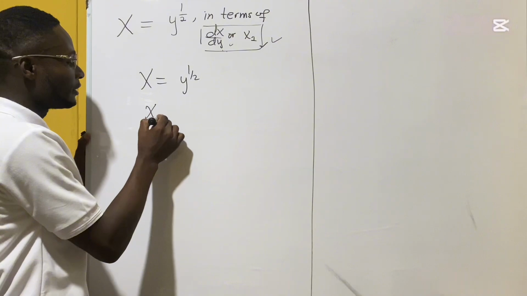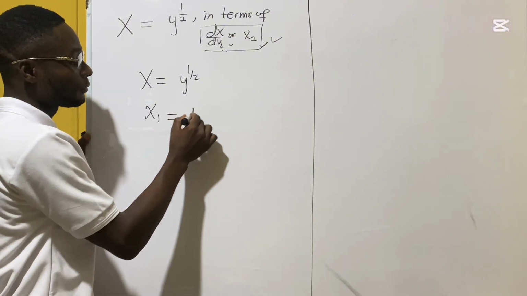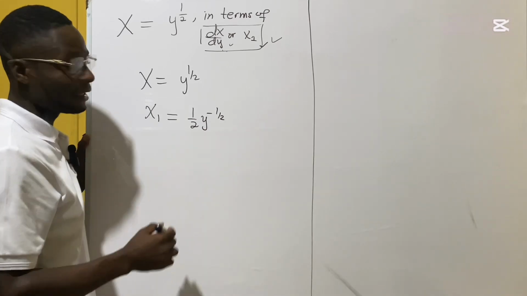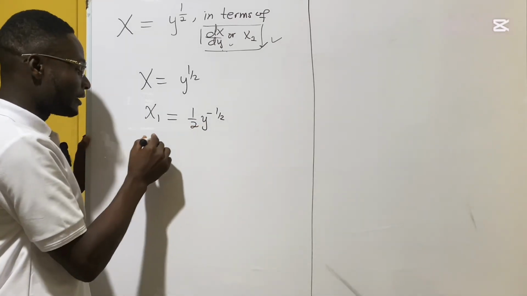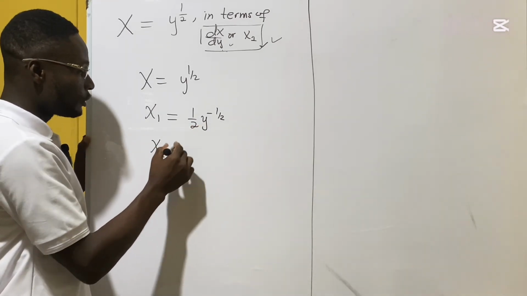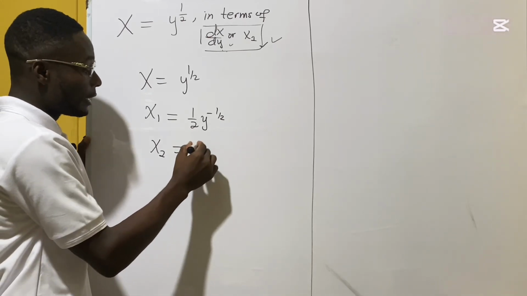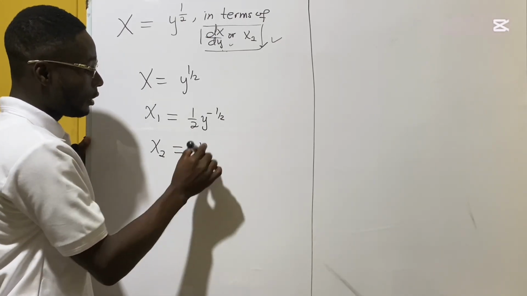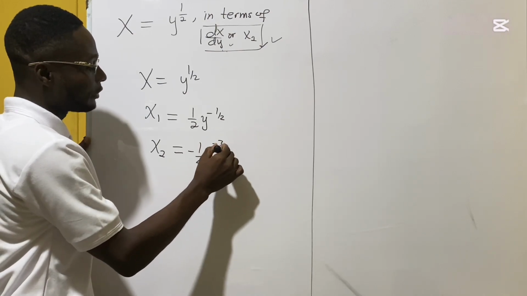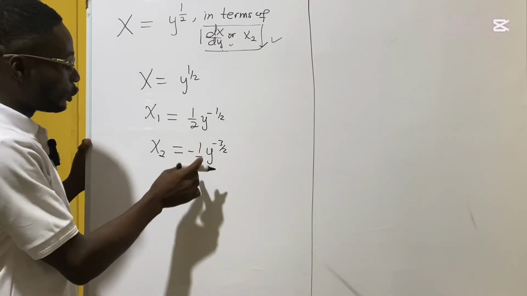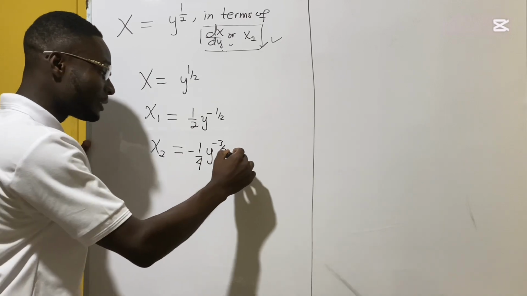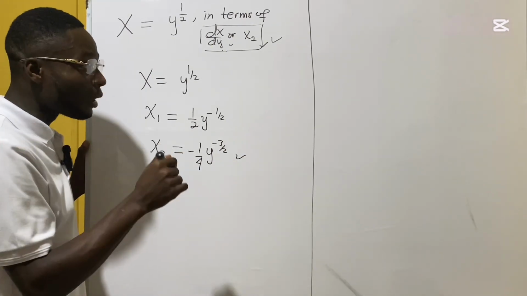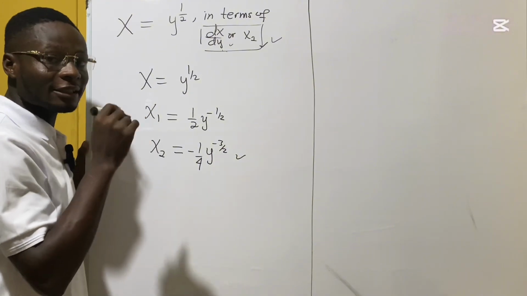So the first derivative is going to be x1 equals half y power negative half, right? So from here, our second derivative is going to be x2 equals negative 1 on 4 y power negative 3 on 2, right? So from here, we want to express this expression in terms of x1 or dx dy.